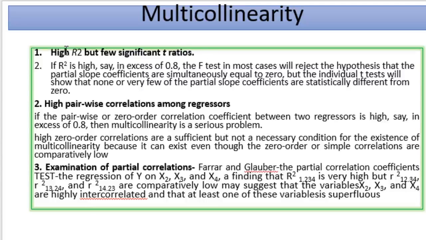That is, high R square, few significant T ratios, pairwise correlation will be high. Then for partial correlation, that is the regression of y on x2, y on x3 and y on x4, compute the R square of the multiple regression as well as the partial correlation coefficients. If these partial correlation coefficients are comparatively low, that suggests that they are collinear.